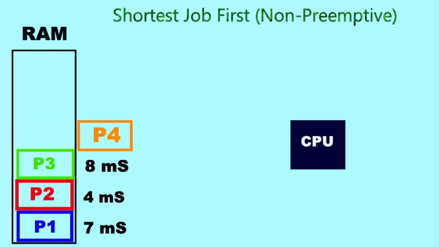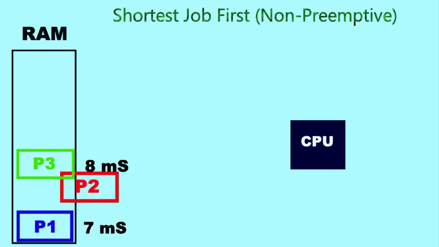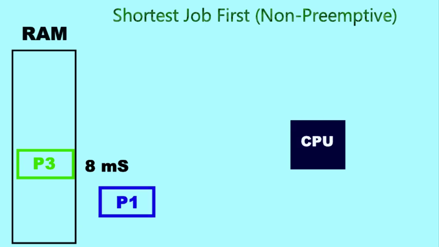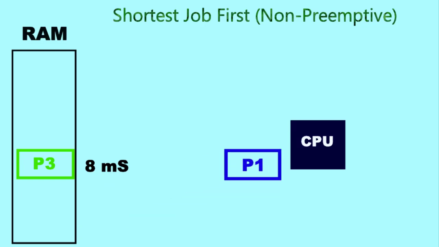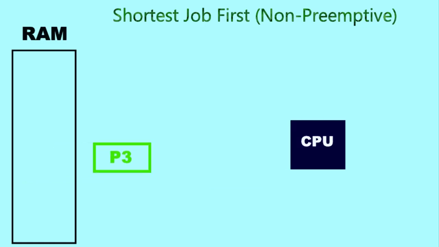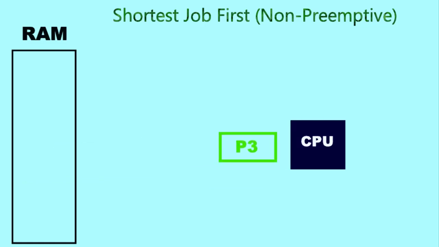In this case what we observe is P4 is having the least CPU burst, the smallest process, so it goes for execution. After this we see the next one with the least CPU burst is P2 with 4 milliseconds. It goes for execution. After this, out of these two, P1 is having the least CPU burst, so P1 goes, and finally we have P3. In this way the processes get completed.